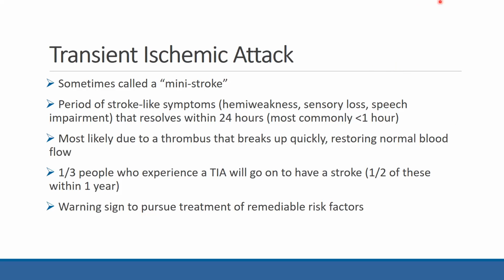So the most likely cause of a TIA is a thrombus that breaks up relatively quickly. So you can imagine you're having that kind of atherosclerosis that builds up inside your artery. It causes a blockage of your blood vessel, but the pressure of the blood breaks it up pretty quickly. Normal blood flow is restored and your symptoms go away. So you might think, great, it doesn't really matter. You know, it didn't cause any long-lasting difficulties. However, it's a warning sign. It's a warning sign that you've got some cerebrovascular difficulties that put you at high risk for having a stroke.